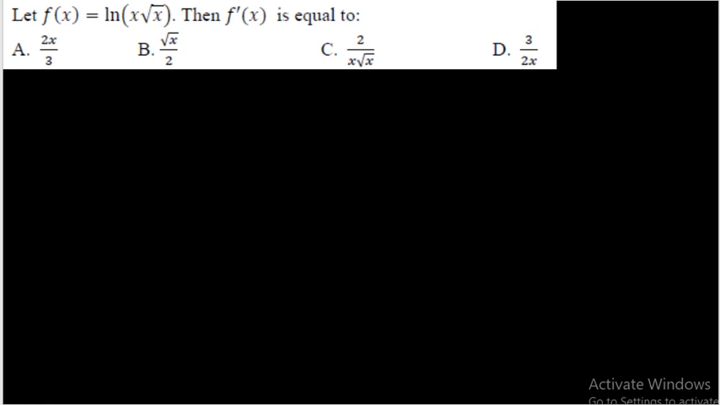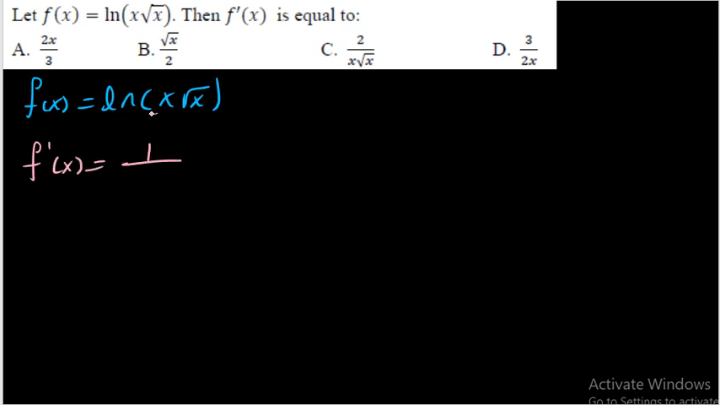The first question says we have a given function f of x, and we need to find the derivative. Our function f of x is ln of x times square root of x. Simply, we are asked to differentiate, so we have to differentiate ln first and then the inner derivative. We have to apply the chain rule here. So the derivative will be the ln derivative, 1 over everything, that is x square root of x, times the inner derivative, x square root of x will be differentiated.